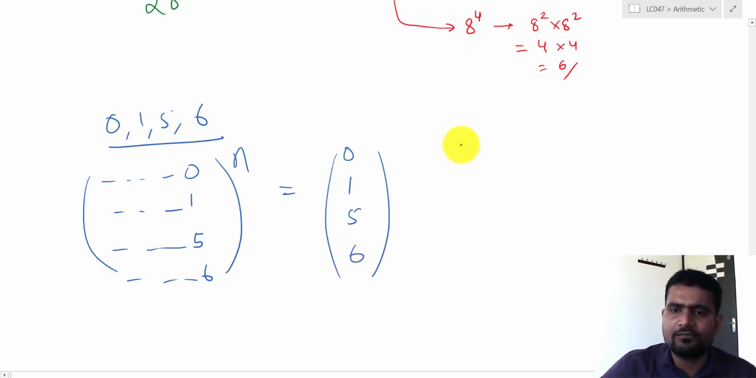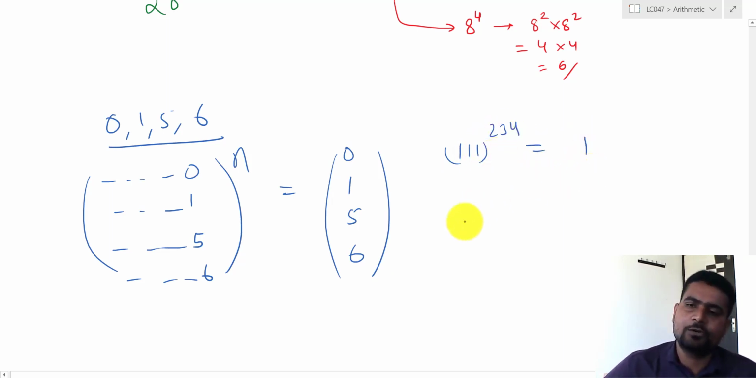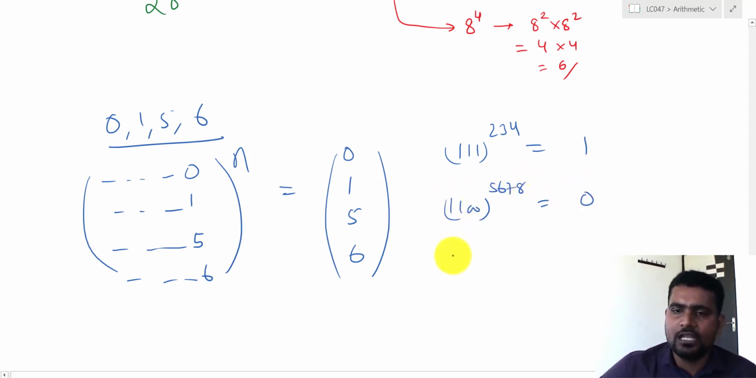Means if I tell you, tell me the unit digit of 111 raised to power 234, I would say it will be 1 only, because 1 raised to power anything is 1. Or same thing if I tell you 1100 raised to power 5678, what is the unit digit? 0. If I tell you 36 raised to power 72, what is the unit digit? I know 6, it is ending with 6, so any power will be ending with 6.